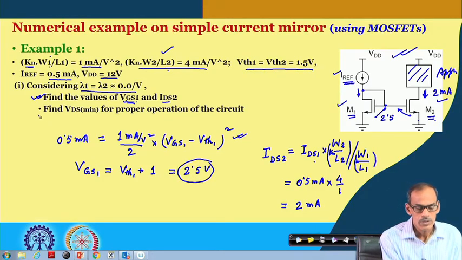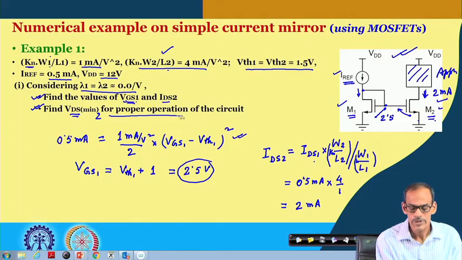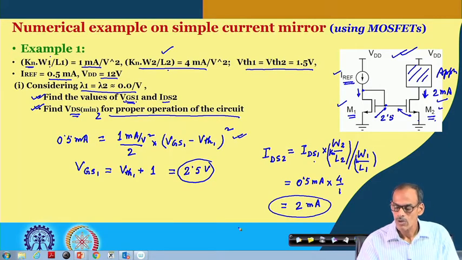Now, we can find the next part, which is that we need to find the minimum value of VDS of transistor 2 for proper operation of the circuit. Namely, the current mirror output current can be well defined by this equation only when transistor 2 is also in saturation. So, to keep this transistor in saturation, we know that the drain voltage should be higher than the gate voltage minus VTH, and the gate voltage we know is 2.5 volt.